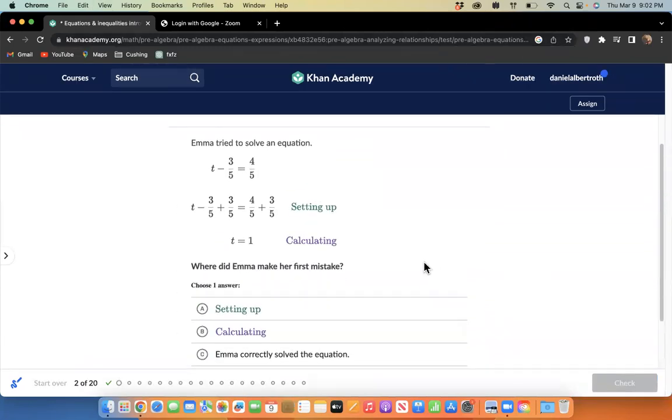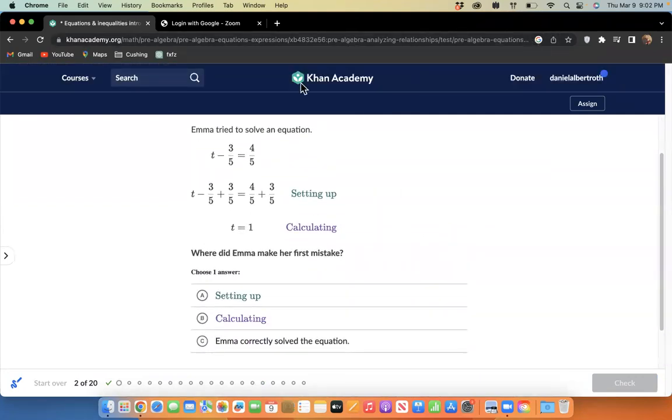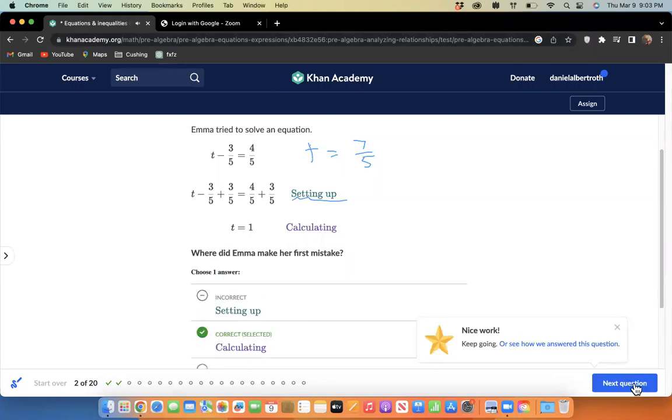All right. For this one, it says Emma tried to solve an equation. So we've got to figure out if there are any mistakes. T minus 3/5 equals 4/5. So I would add 3/5 to both sides. That would give me T equals 7/5. They add 3/5 to both sides, looks like, and I'm going to get T equals 1. So 7/5 doesn't equal 1. It looks like the setting up was fine, but the calculating is what was wrong here. So let's see if that's correct. Yep, right.